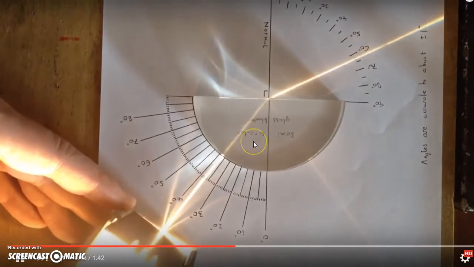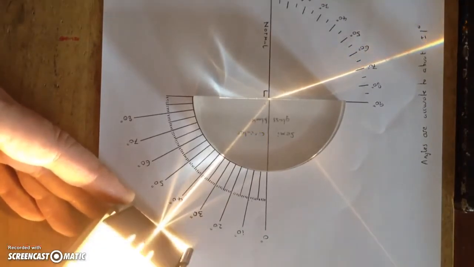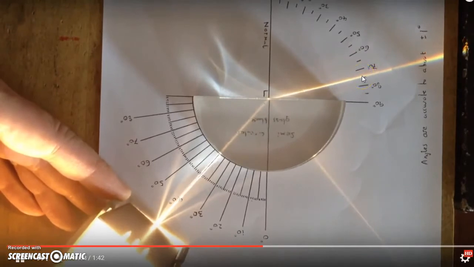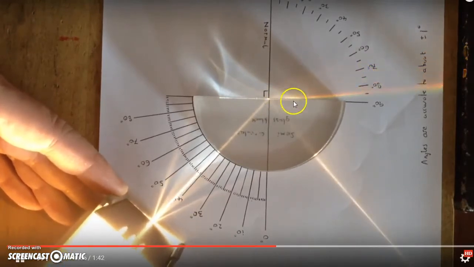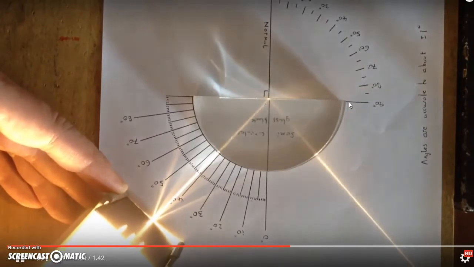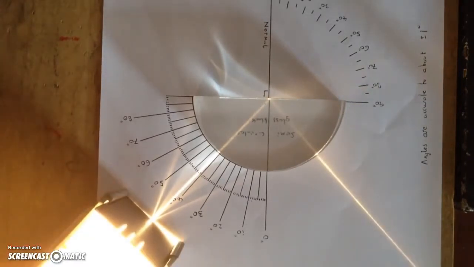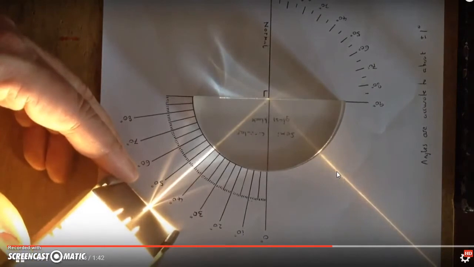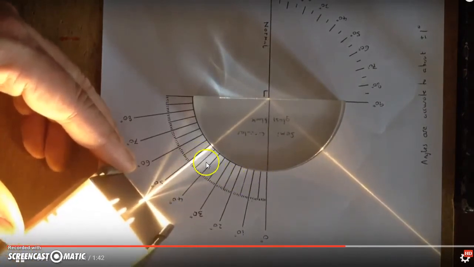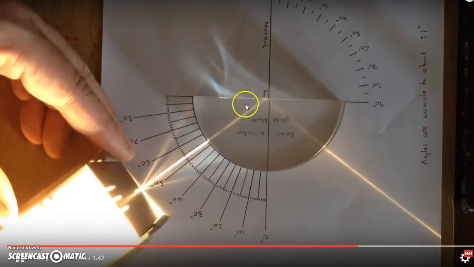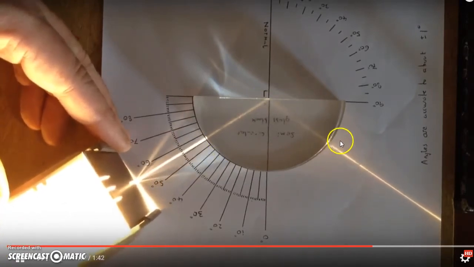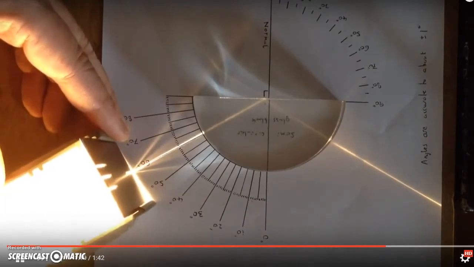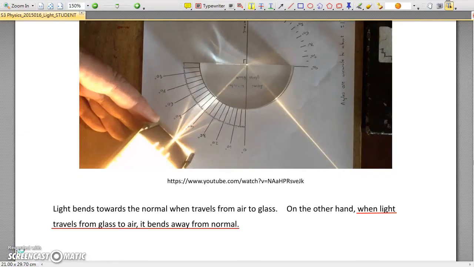When the incident angle keeps on increasing like this, you will see the refracted ray finally travels along the interface, and at that time, the refracted ray suddenly disappears. All the light ray is simply reflected. If you further increase the incident angle, then all the light ray is simply reflected, and there's no refracted ray anymore. So it all starts with, when a light ray travels from glass to air, it bends away from normal.